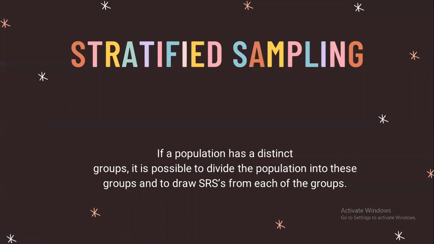Next, we have stratified sampling. If a population has distinct groups, it is possible to divide the population into these groups and to draw a simple random sample from each of the groups. Stratified sampling is a method in which the researcher divides the population into smaller groups that don't overlap but represent the entire population. While sampling, these groups can be categorized and then a sample is drawn from each group separately.